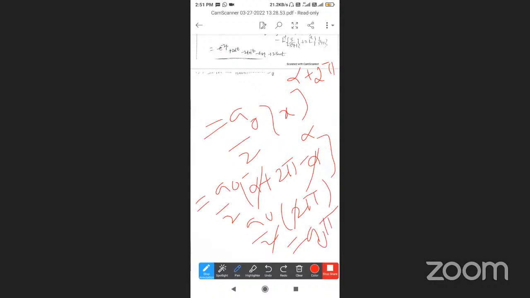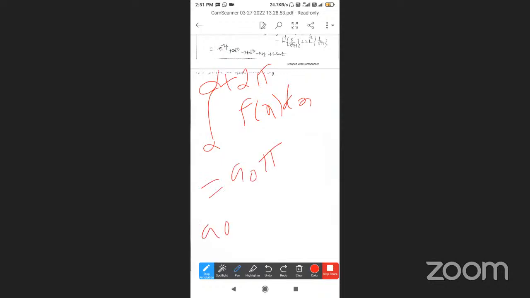So the integral from alpha to alpha plus 2 pi of f of x dx is equal to a naught pi. Hence a naught is equal to 1 by pi times the integral from alpha to alpha plus 2 pi of f of x dx. This is how the a naught value is found.